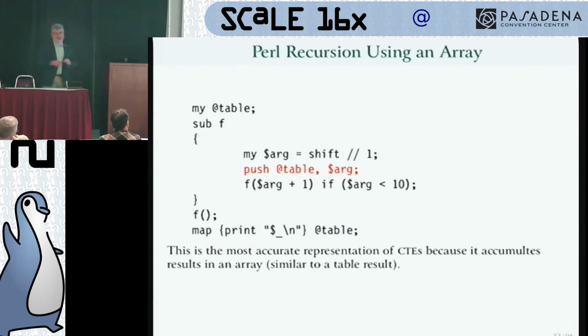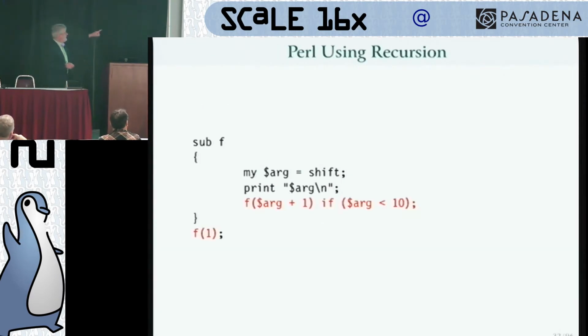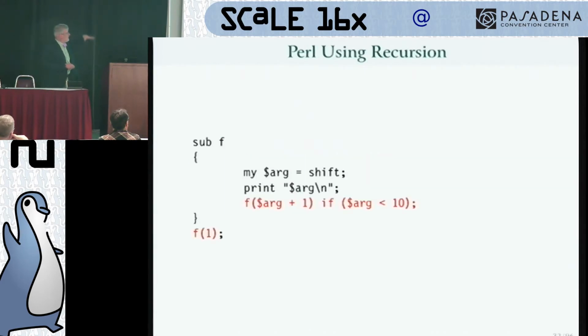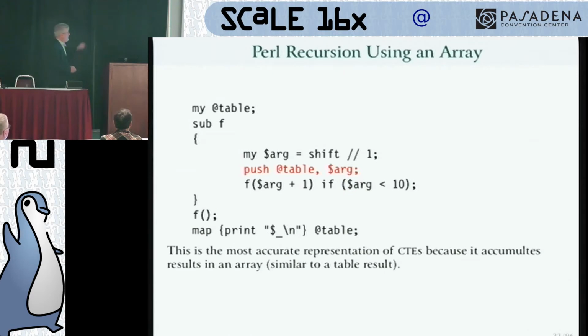And frankly, that one still is not right. This one is right. Okay? Because even here, I'm doing recursion. This one, I'm not doing any recursion. Right? This one, I'm doing recursion, but I'm printing the results as I get them. Right? And that's not the way common table expressions work. They don't feed the result down to the main query until they're finished. So this one is right.